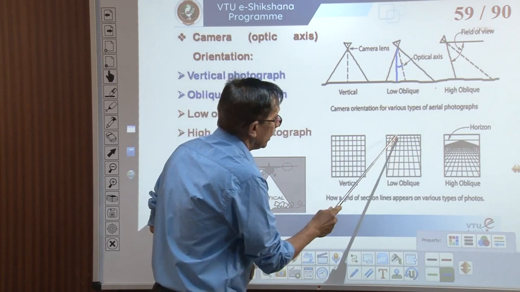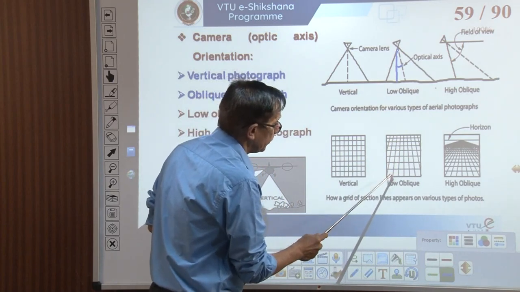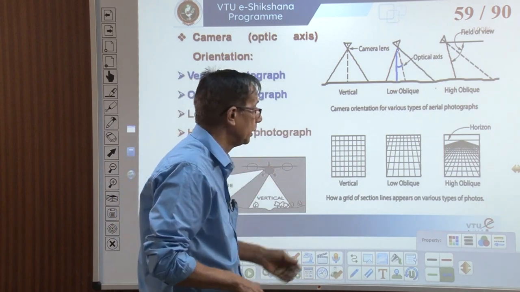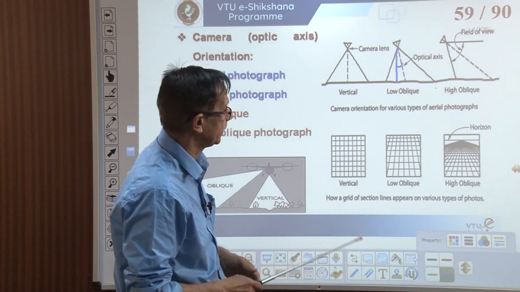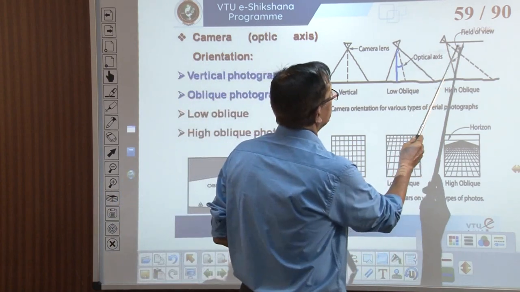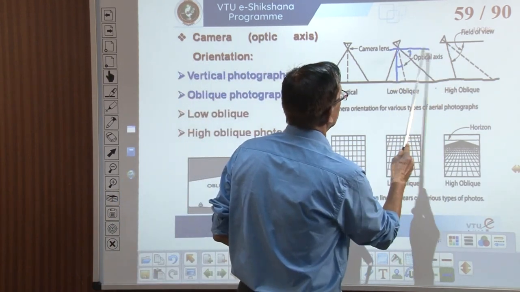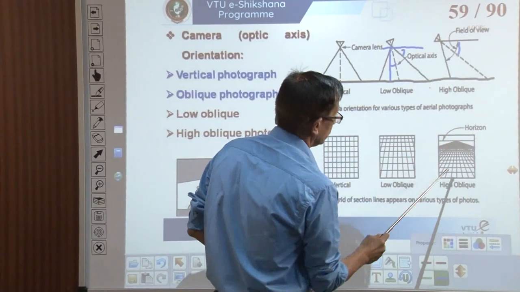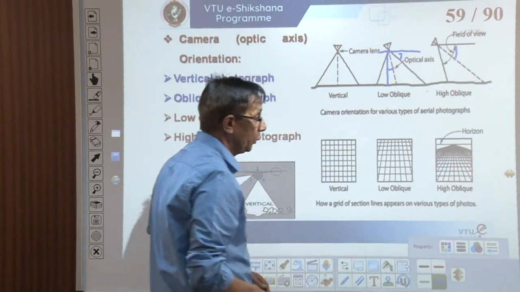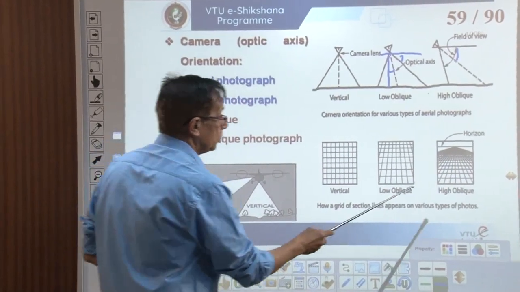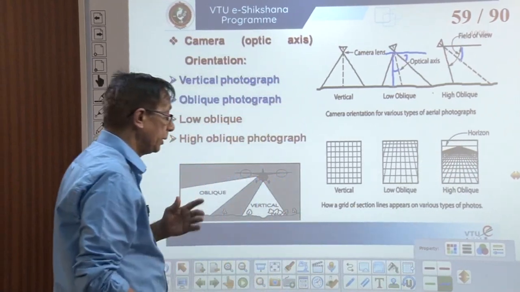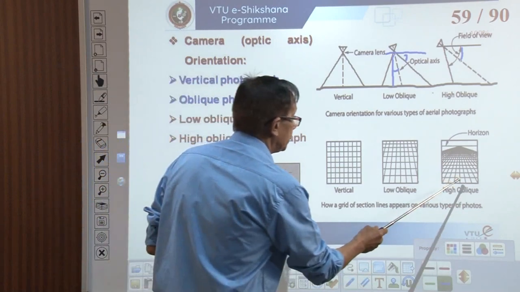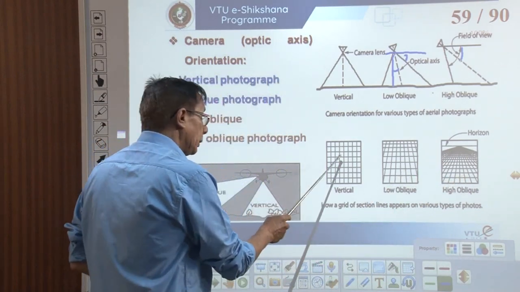Now you see, as you move away from here, the photograph size or area covered, accordingly the scale and other related problems, increase. If this is a very high angle, then with respect to this, you see the kind of photograph we get. So throughout the photograph the scale varies. Therefore, it is not preferred to have only this kind of photograph.